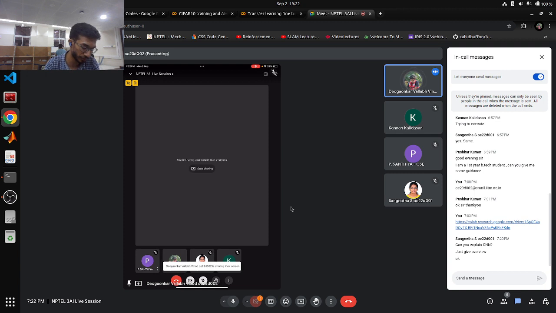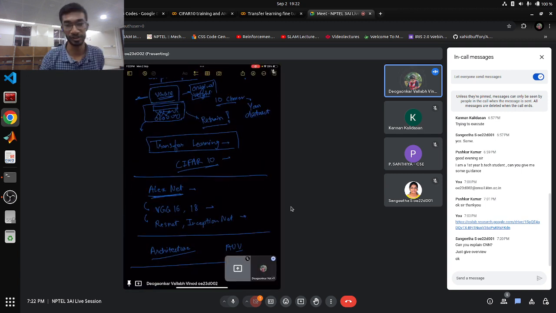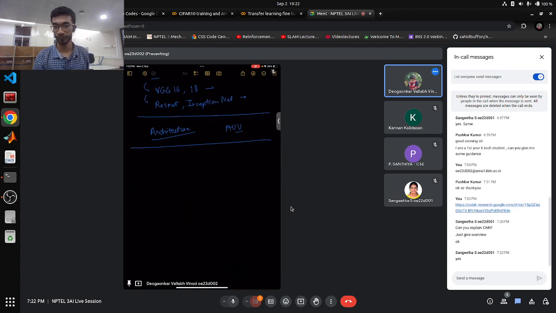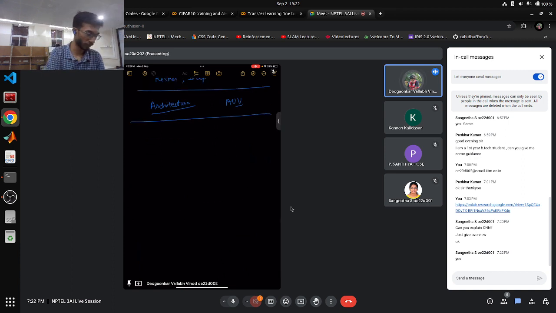I hope my screen is visible. Okay, so let's get started then. Before I jump into the actual scene in convolutional neural networks, I would like to discuss the convolution operation.